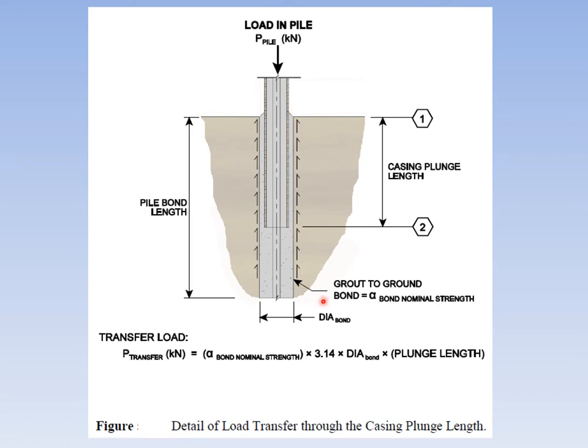And here you can see the grout to ground bond, that is alpha sub bond nominal strength, d, that is the diameter, and the transfer load, that is P sub transfer in kilonewton, which is equal to this formula. So in this figure you can see the detail of load transfer through the casing plunge length.